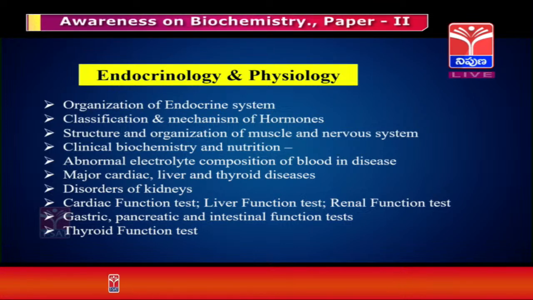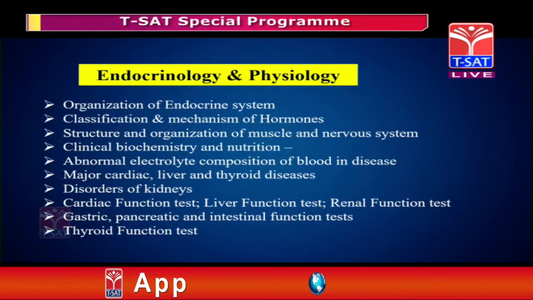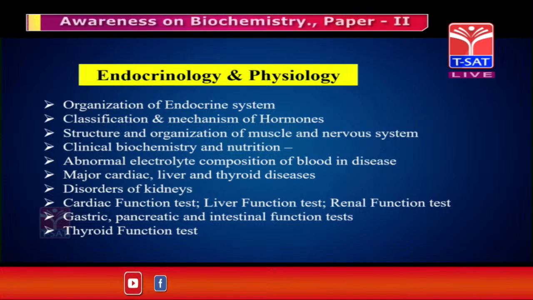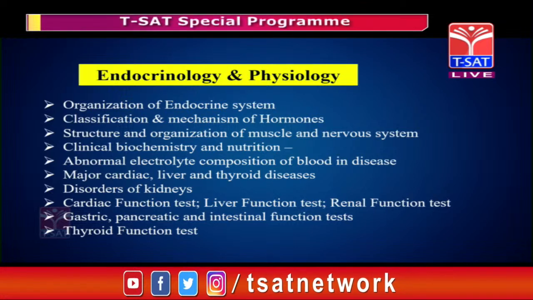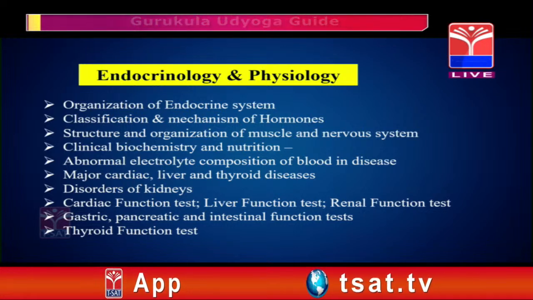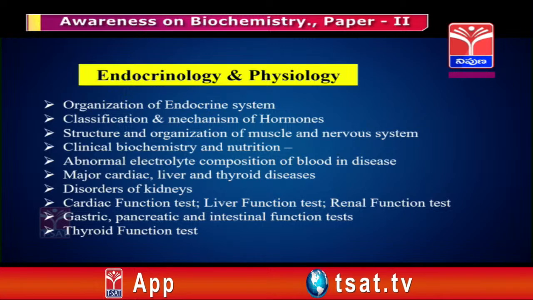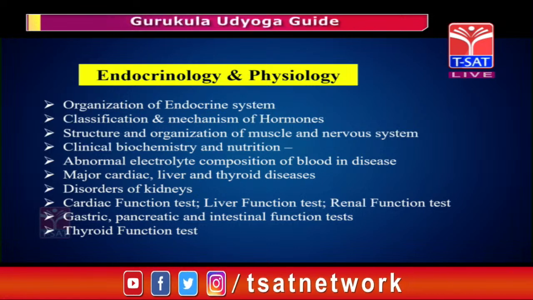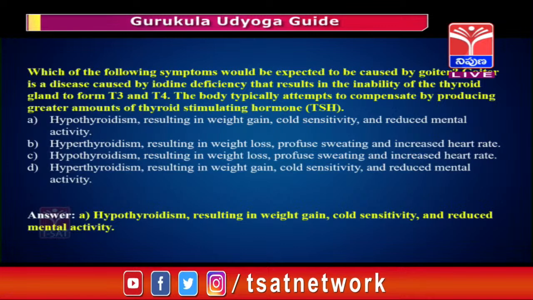A thorough knowledge in these areas will fetch you good marks. Abnormal electrolyte composition of blood is important, and also major analysis of cardiac, liver and thyroid diseases. You have to focus on the structure, the quantity of hormone, the type and nature of hormone, and the conditions which will influence hormone synthesis. Then disorders of kidney and so on. So, we will take some model questions in this category.